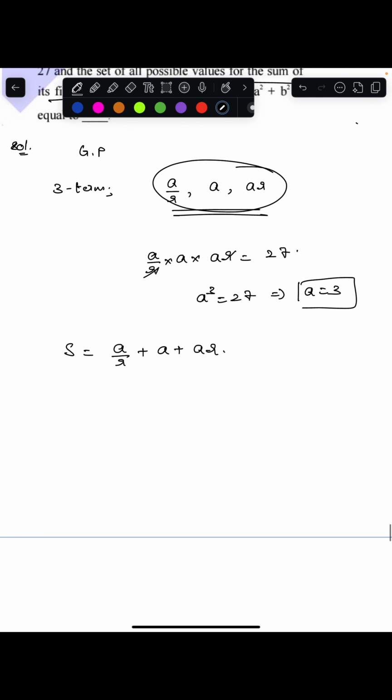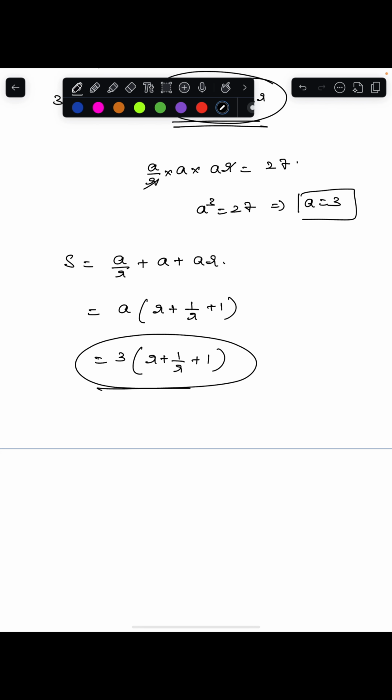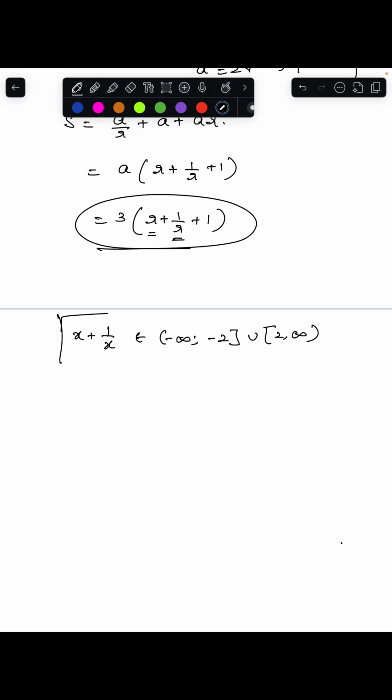Now, if I take out a common here, I will get a into (r plus 1 by r plus 1). a is 3 here, so 3 into (r plus 1 by r plus 1). So here we need to find the possible values of this particular expression. Clearly r plus 1 by r is there. We already know that if x plus 1 by x is there, it always lies between minus infinity to minus 2 union 2 to infinity. You need to remember this.